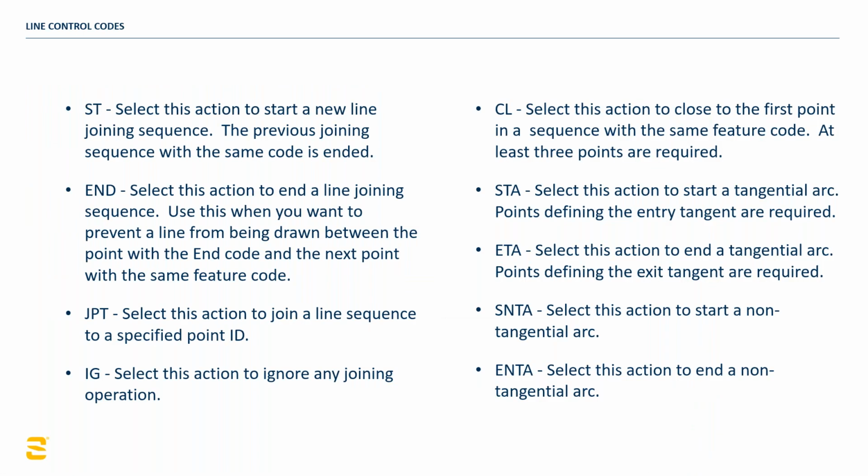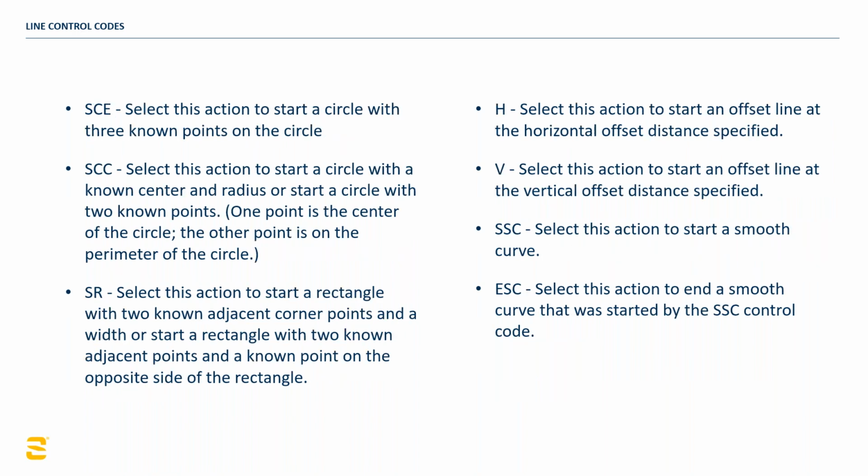Yeah, just a short summary. For the lines, I can start a line with the control codes, end lines, join points, ignore points, then start and end tangential arcs, same for non-tangential arcs. Then I can also draw some circles and apply horizontal and vertical offsets to the line that I am actually measuring, and also start action for smooth curves.